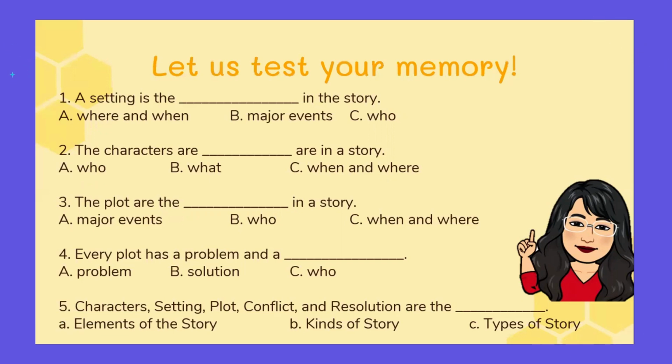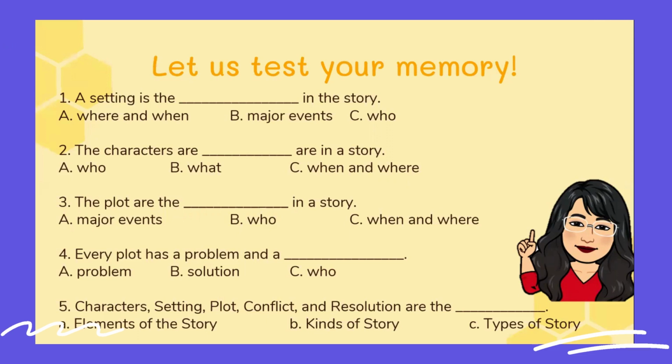Number 3. The plot are the blank in a story. A. Major events. B. Who. C. When and where. Correct. The correct answer is letter A. Major events. Number 4. Every plot has a problem and a blank.